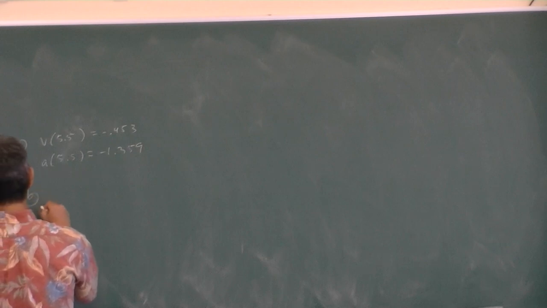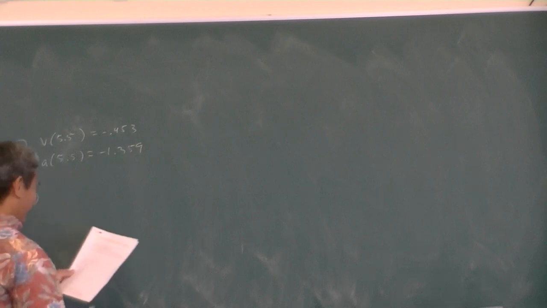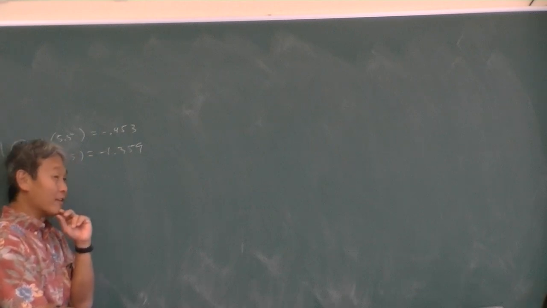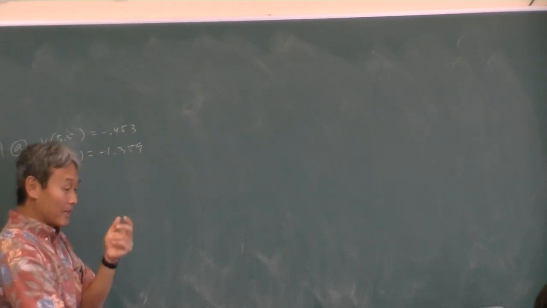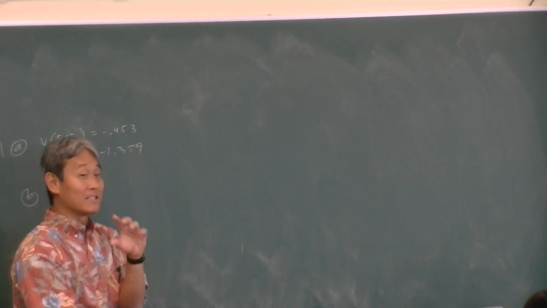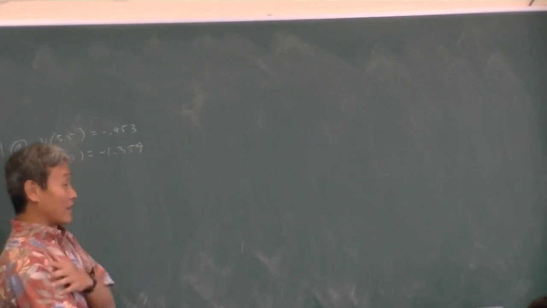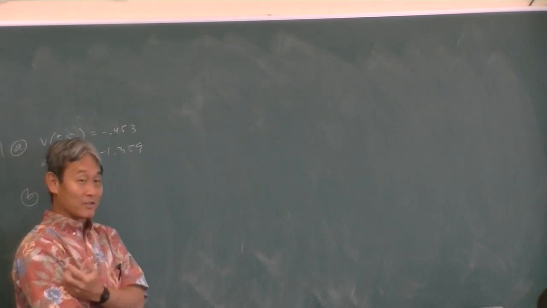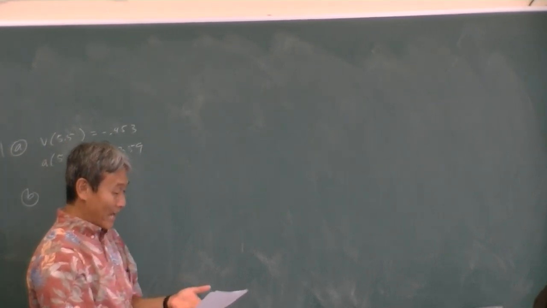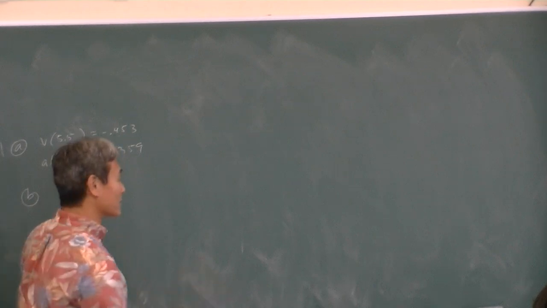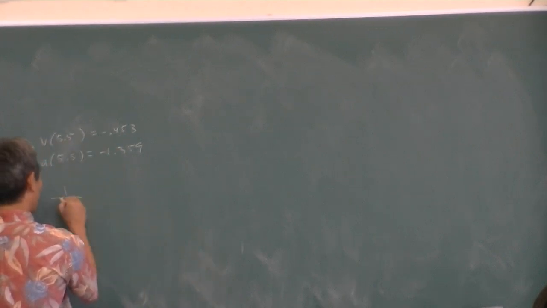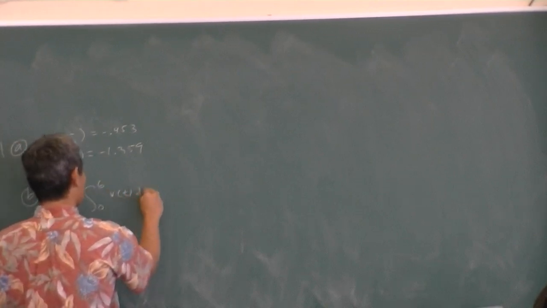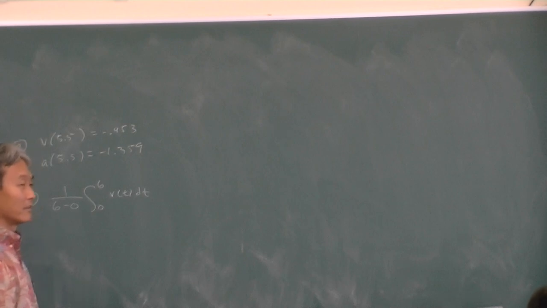Okay, that's 2 points. Find the average velocity. What does the word average mean to you? Average value. I told you guys that from the beginning. When you see the word average, it means average value. If they ask you for the average temperature, that means the average value of the temperature. So they want to know the average value of the velocity from 0 to 6. What's the formula for average value? 1 over b minus a, integral from a to b of the velocity dv. You write that down on your paper, you get 1 point.